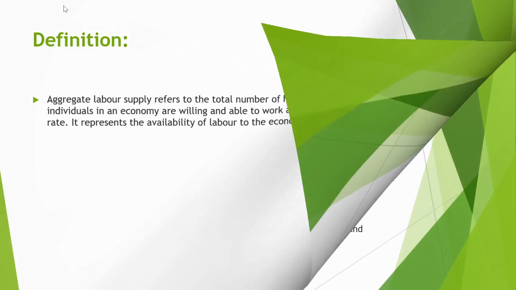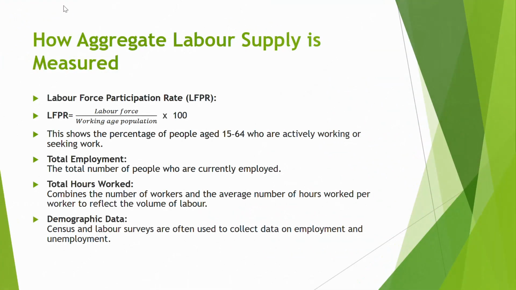So how is aggregate labor supply measured? Here we are going to use the labor force participation rate, which is the labor force out of the working age population times 100. In Uganda, the working age population is between 15 and 64, with 64 being the age of retirement.